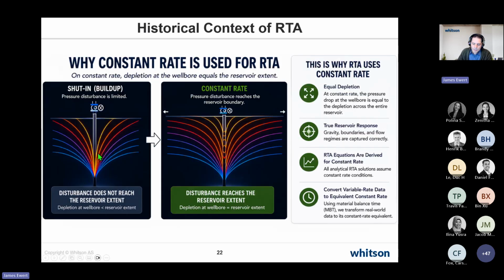Now, one thing I would just say to you, in case you wanted to know more about it from various sources or the help file included, is just a point of fact that I want you to know: the equations for RTA were developed for constant rate solutions, right? Does that change how you're going to analyze your well? No, but it's something that I just want you to know.